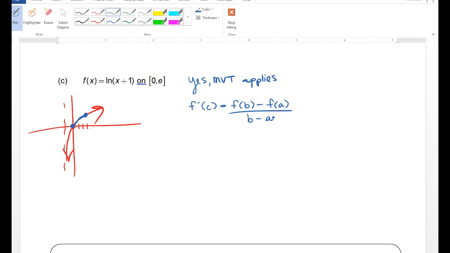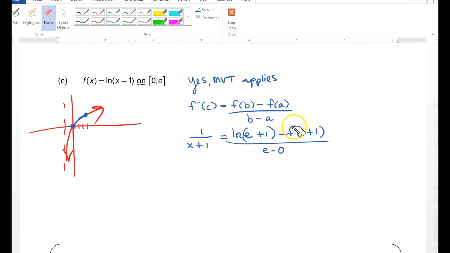Okay, so what's the derivative for ln? 1 over x plus 1 times the derivative of x plus 1, just in case we had to do the chain rule, but it's just 1. So we want to set this equal to ln of e plus 1 minus ln of 0 plus 1, all over e minus 0. Wait, minus what? Minus ln. Oh, why did I put f? Yeah, I wanted to put ln in front. There we go.